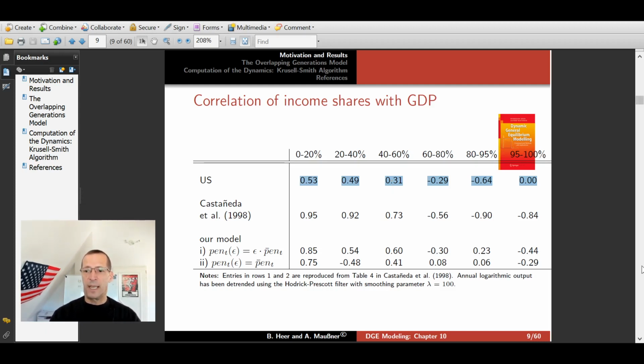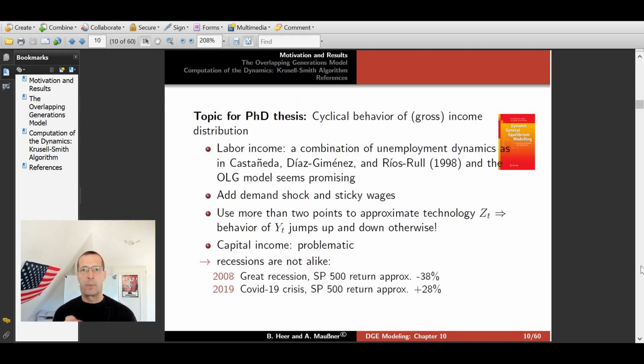Now this is not the case, so let's look at capital income, which is very problematic, very sensitive to the episodes that you study. So for example, during the Great Recession, 2007 through 2009, the origin of the crisis was in the housing market, in the financial markets, the subprime crisis. As a consequence, returns on stocks, as for example measured by the Standard & Poor's 500 index, were significantly negative, minus 38%. That's the fall in the Standard & Poor's 500 index. So capital income during this period, if you were holding stocks, you had a loss.